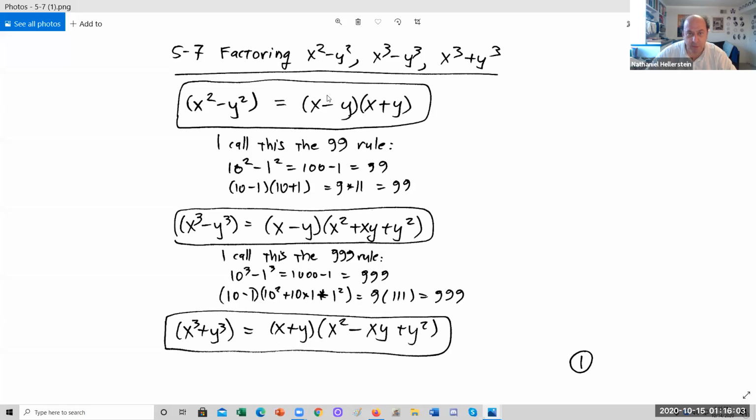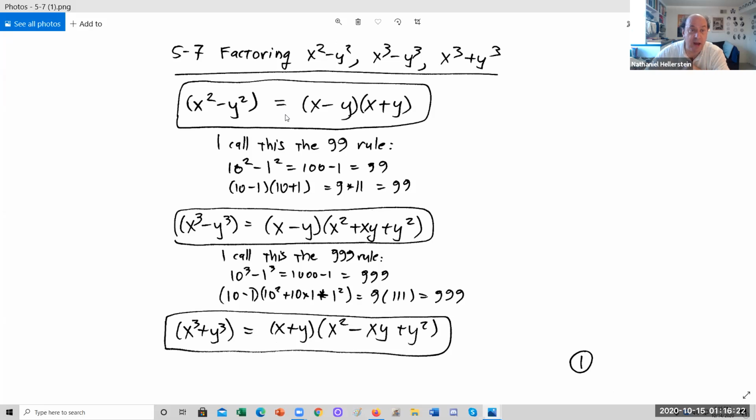You can prove that by multiplying it out. x times x minus yx plus xy minus y squared. The minus yx and the plus xy cancel out, so you get this. We'll be using this a lot more when we start solving quadratics in general.